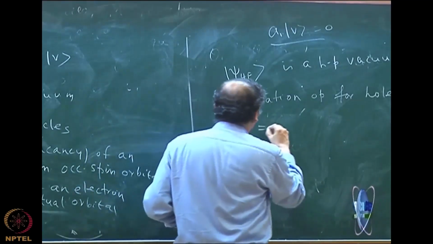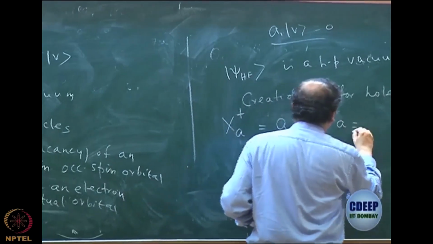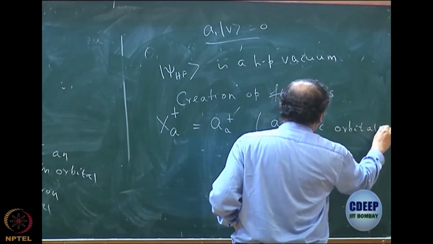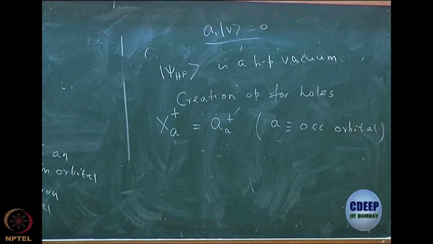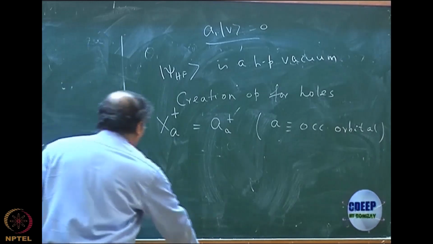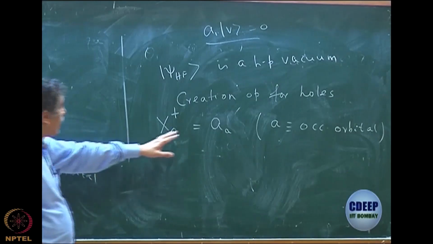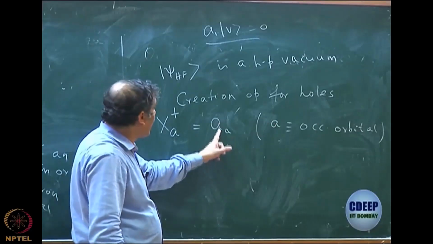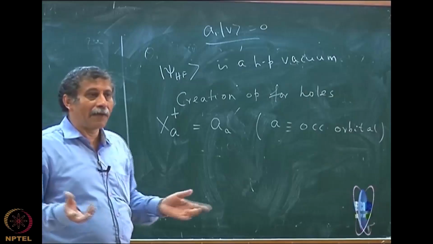as equal to A when A is an occupied orbital, because holes are always with reference to occupied orbitals. So, this becomes my hole creation operator. Hole creation operator essentially means I annihilate an electron in the Hartree-Fock. So, whenever A acts on Hartree-Fock, it will actually generate a hole. So, I have actually created a hole.